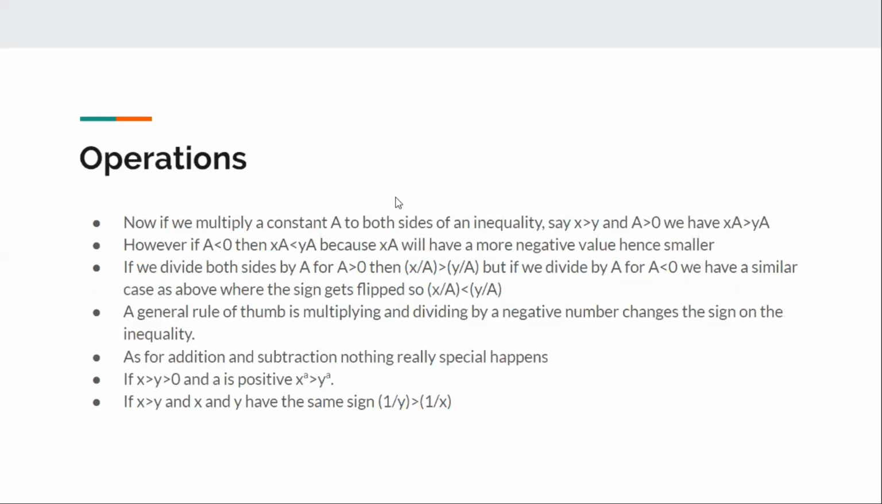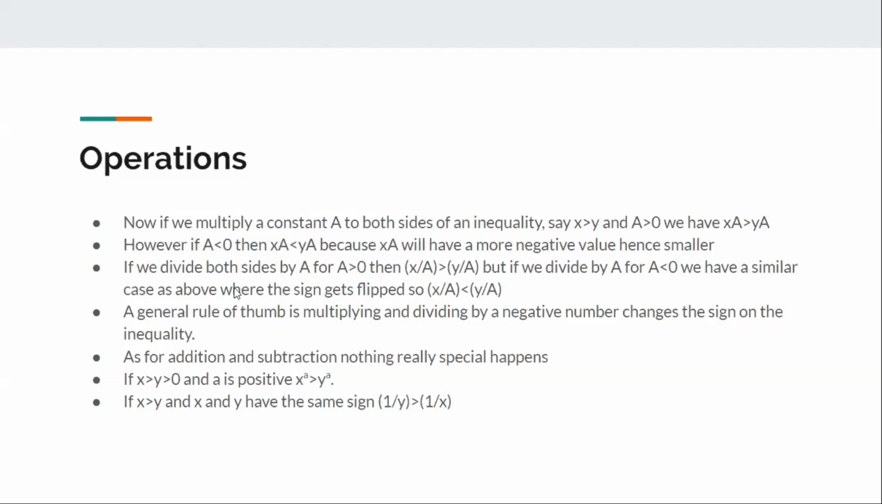If you multiply a constant a to both sides of an inequality, say x is greater than y and a is greater than 0, you have x times a is greater than y times a. But if a is less than 0, then the sign of the inequality symbol changes. So instead of x being greater than y, it's going to become xa is less than ya, because xa will have a more negative value.